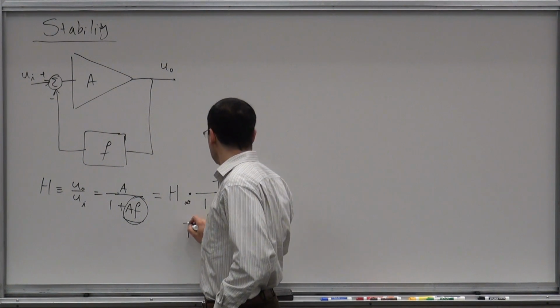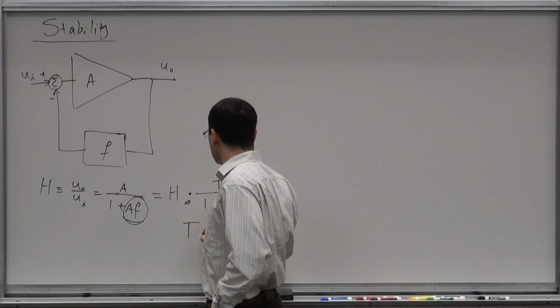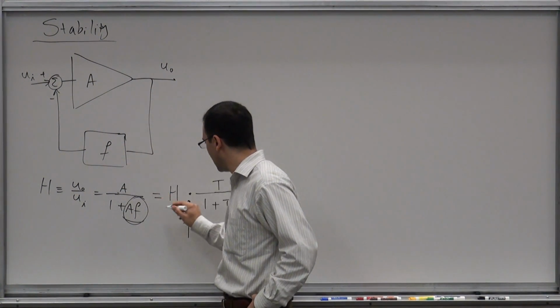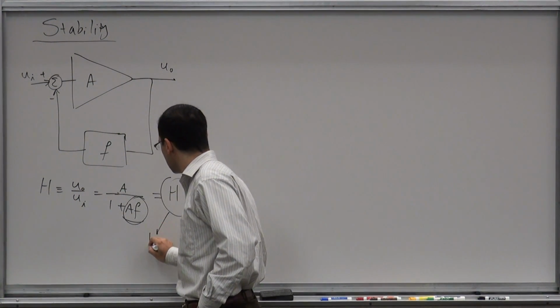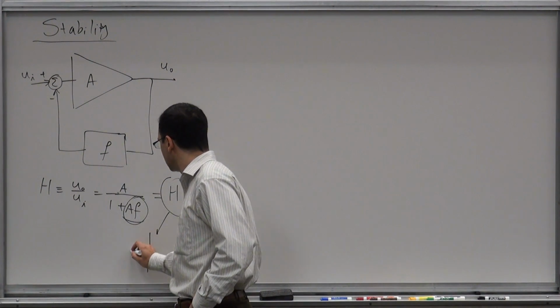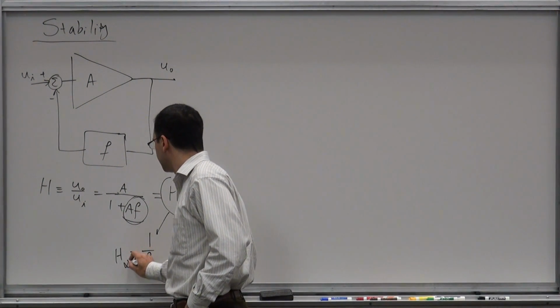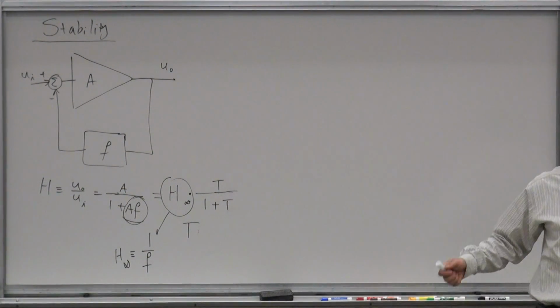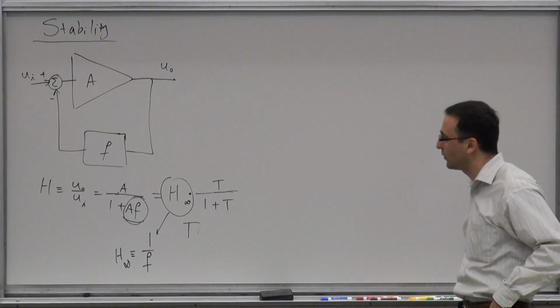And when your T becomes very large, then you're independent of that and you're only dependent on H infinity, which in this case is going to be simply 1 over F. So your feedback return is a property. These are the basic properties of feedback we've seen before.